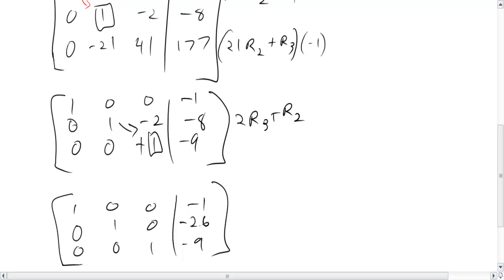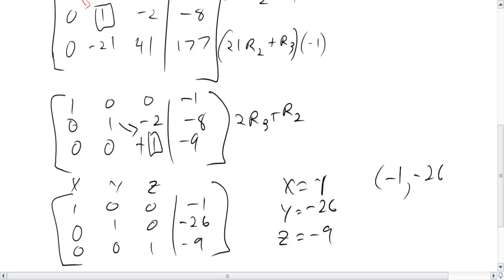So now, if you leave your answer like that, you're wrong. Don't forget, you have to tell me how to read it out of here. You have to understand what this matrix is saying. And remember, this is the x's, y's, and z's. So therefore, I'm hearing x equals negative 1, y equals negative 26, and z equals negative 9. Or we just remember this is an ordered triplet since there's no context, so it's negative 1, negative 26, negative 9.